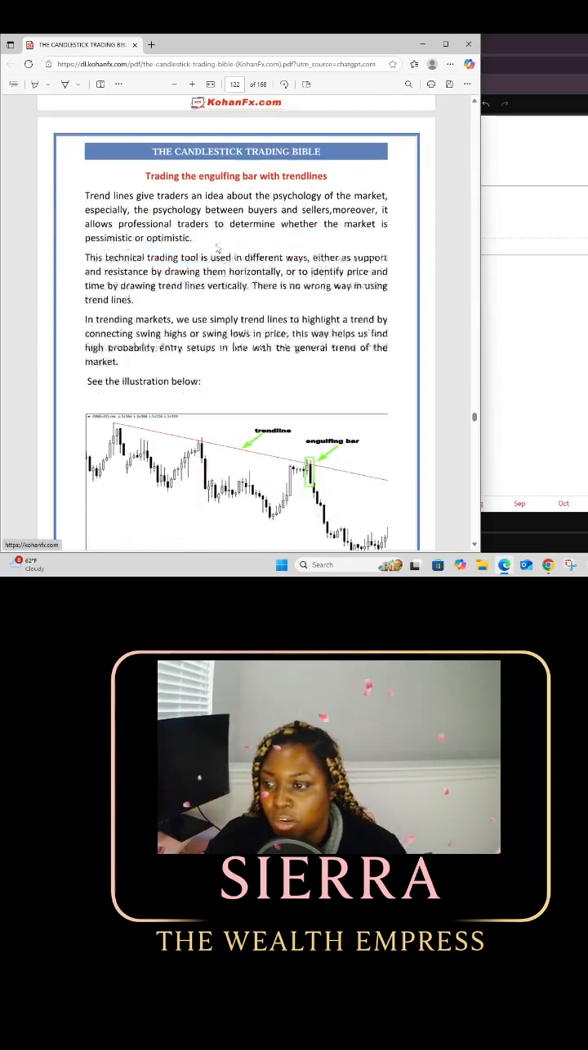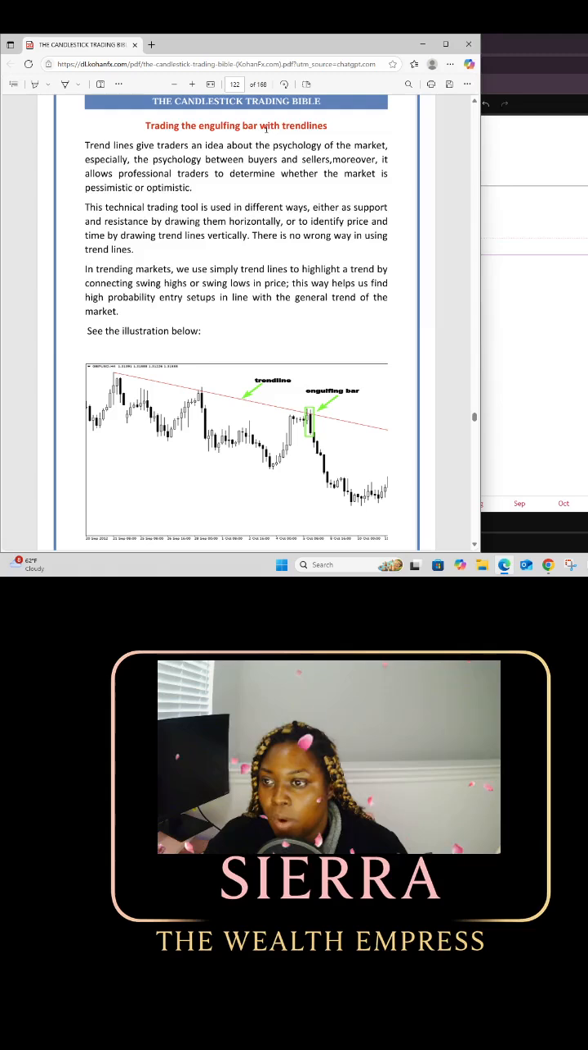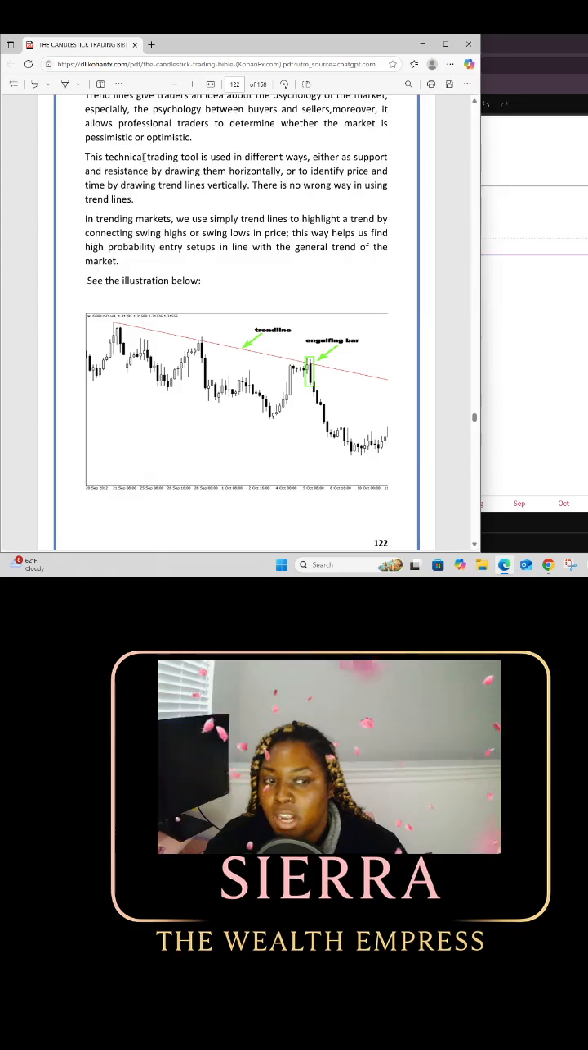and that will allow you to become one of the most successful traders. Trading the engulfing bar with trend lines. Trend lines give traders an idea about the psychology of the market, especially the psychology between buyers and sellers. Moreover, it allows professional traders to determine whether the market is pessimistic or optimistic. This technical trading tool is used in different ways, either as support and resistance by drawing them horizontally, or to identify price and time by drawing trend lines vertically.